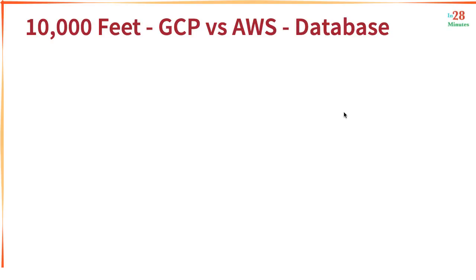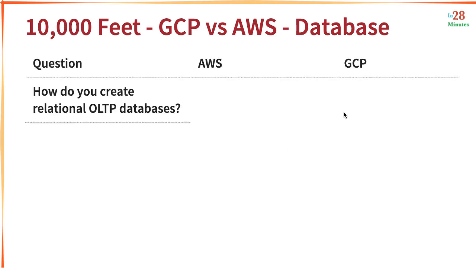Welcome back. In this step, let's focus on the database options. What are the different database options present? When we talk about database options, we have different categories of database: relational databases, NoSQL databases, OLTP databases, OLAP databases. What are the different options that are present?